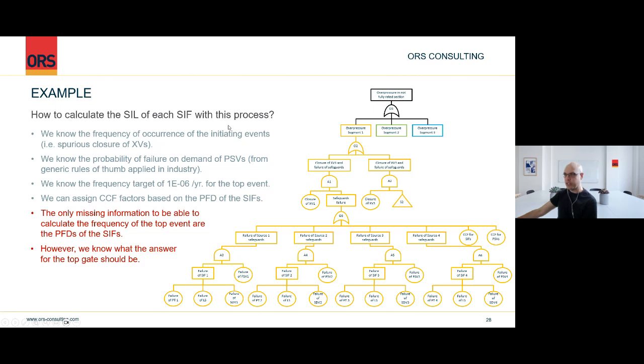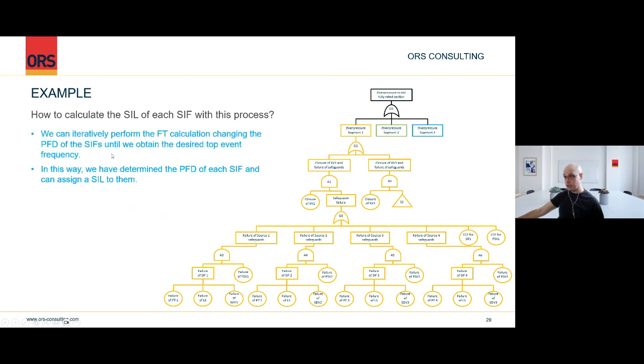But then how do you calculate the SIL of each safety instrumented function with this process? As I said, we know the frequency of the initiating event. We know the probability of failure on demand of the PSVs. We know the frequency target for the top event, and we can assign common cause failures based on the PFD of the SIFs. So this initiating event is related to all of these initiating events, right? So the only missing information is the probability of failure on demand of the safety instrumented function.